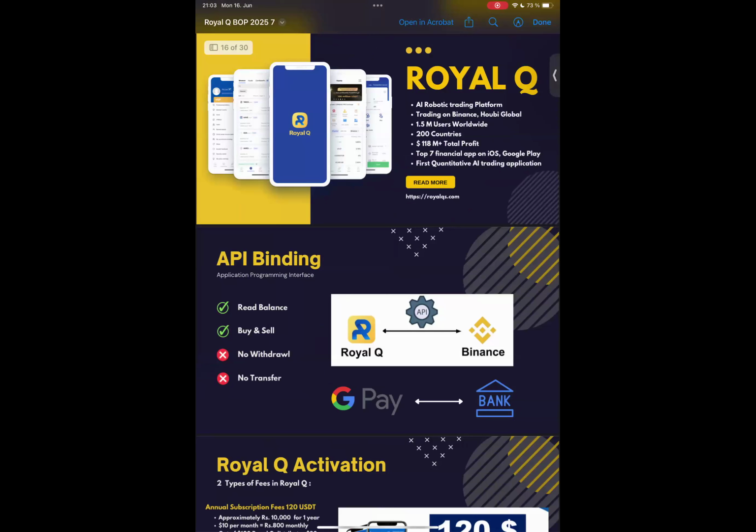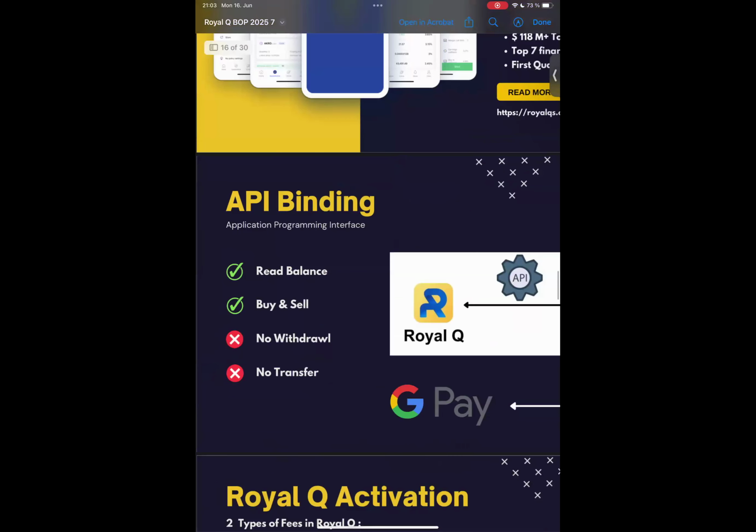Another feature of Royal Q is the API binding. Now, the API binding is what makes the robot communicate with your exchange. Without it, the robot cannot read the balance on your exchange, or you cannot read the balance you have on your exchange on Royal Q. You will not be able to buy and sell as well.